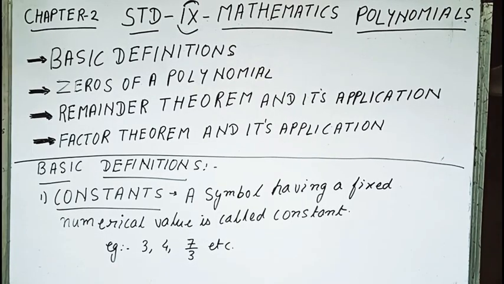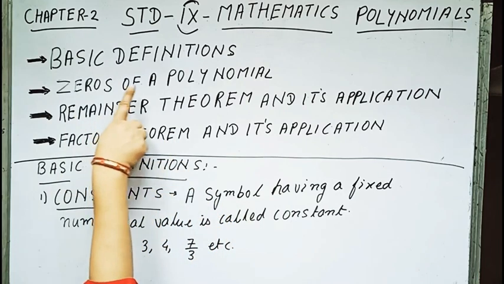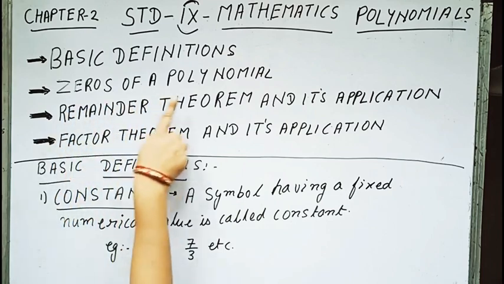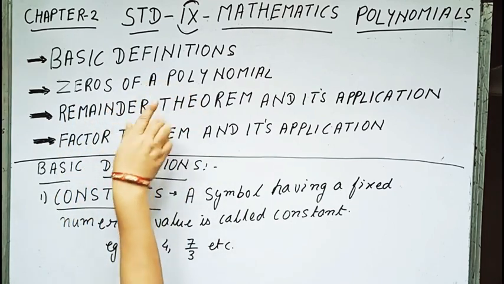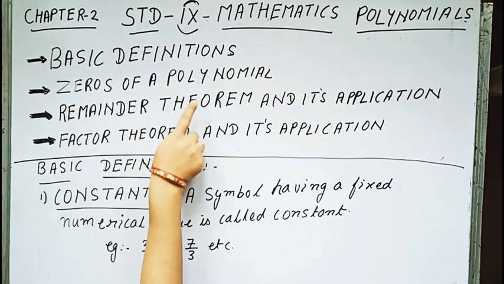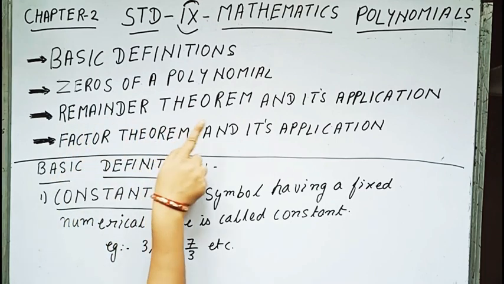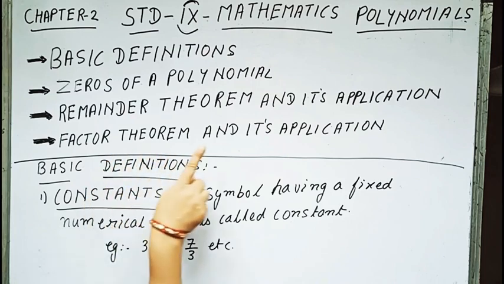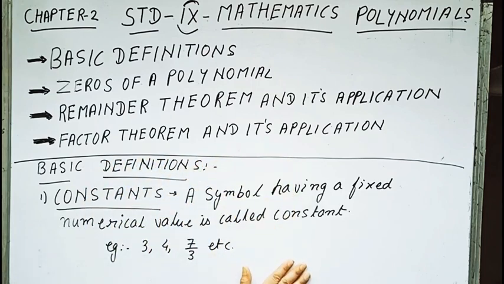Hello students, let us do chapter 2 polynomials of standard 9 mathematics. Now this chapter, polynomials, children, is divided into 4 parts. The first part deals with the basic definitions. The second part, the zeros of a polynomial. After definition of the polynomial, the zeros of polynomial will come. Then the remainder theorem, its proof and its application. Factor theorem, its proof and its application. So let us proceed with the basic definitions.